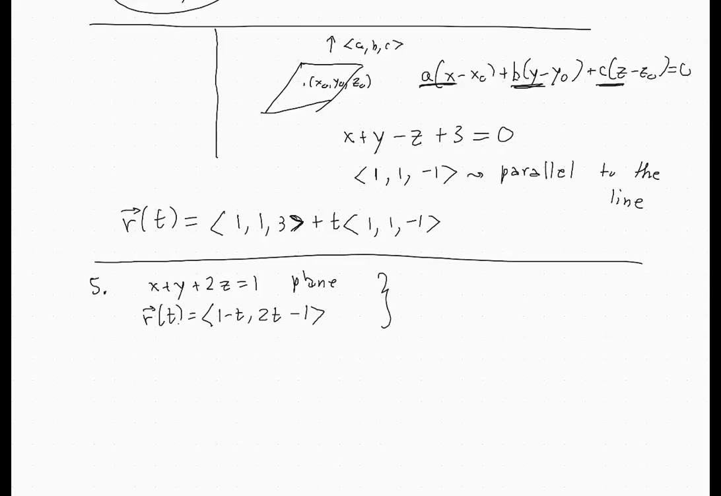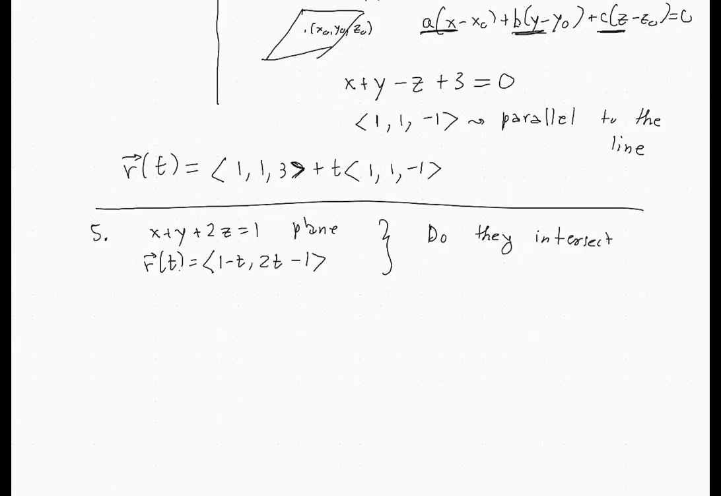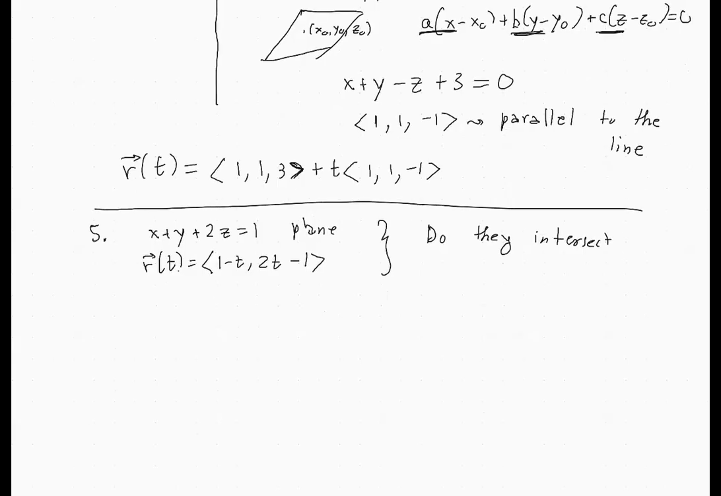I mean, the relative position of a plane with a line can be the plane containing the line, or the line intersecting the plane at one point, or the line and the plane having no points in common. But to find that out, think of it this way. The vector equation gives you a point on the line in which sense? You plug in values of t, and that gives you the point.